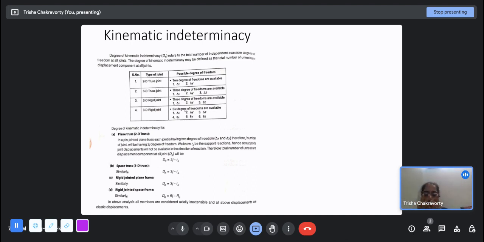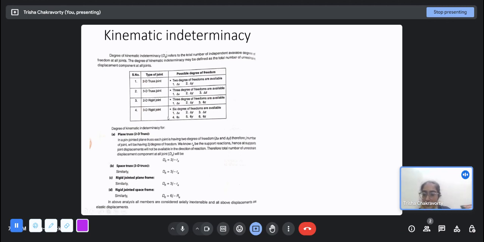So the maximum we can talk about is 3 dimensions, and there can be three translational degrees of freedom: delta x, delta y, delta z. And similarly, there can be rotation about three axes: about the x-axis, about the y-axis, and about the z-axis. If this is the z-axis, then this rotation in this plane is called theta z.